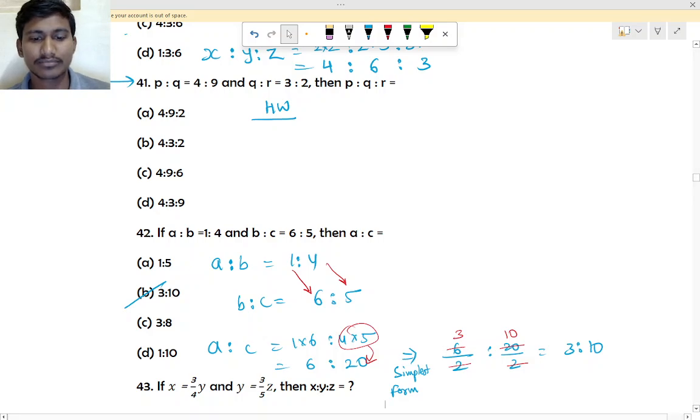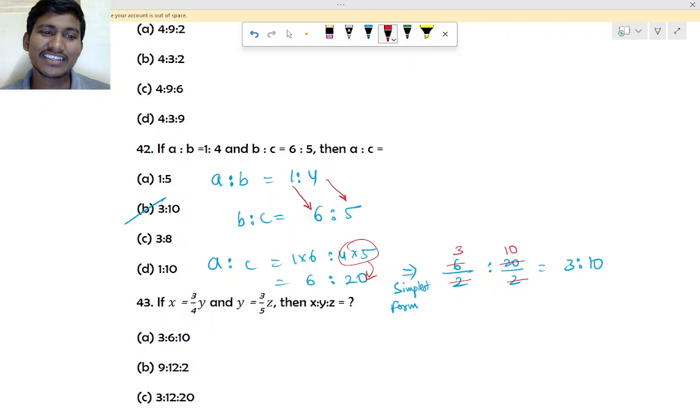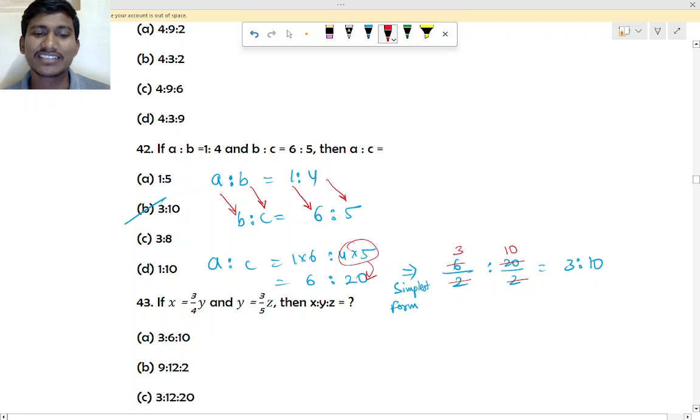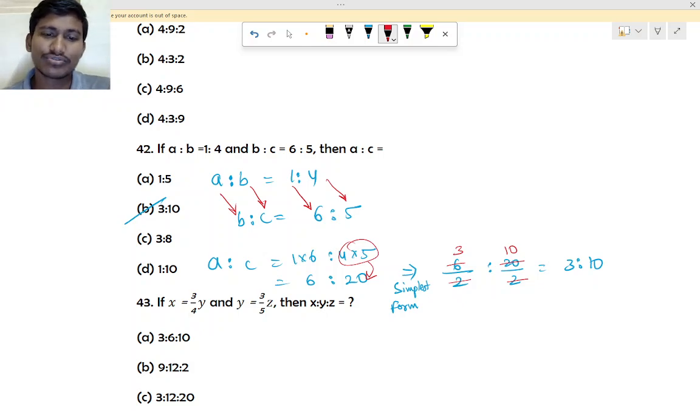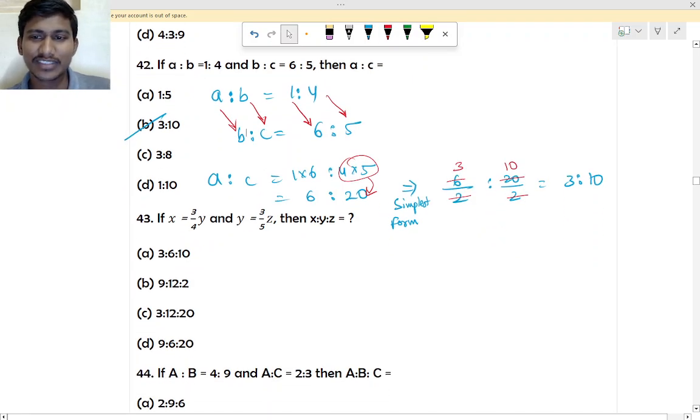So, how that came? That is, I took only A and C here. Right? We have to take only A and C, isn't it? A we have to multiply, C we have to multiply. So 1 6 then 4 5, right? 1 is 6. So 4 5 20, right? Yes, understand? Okay. So that is the answer. So simplest form 20, we have to divide it. Okay?